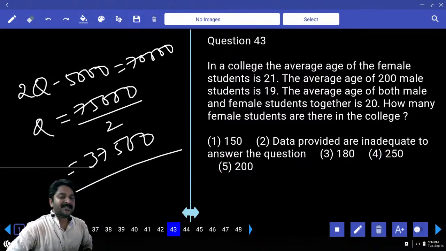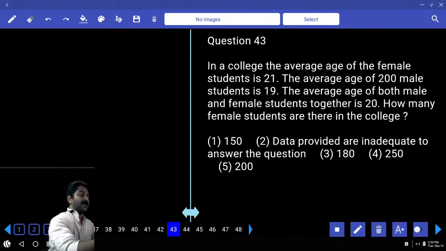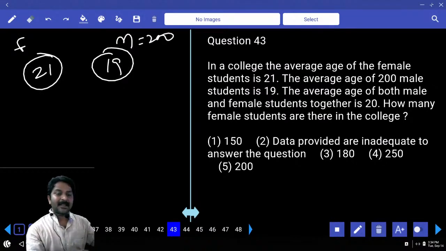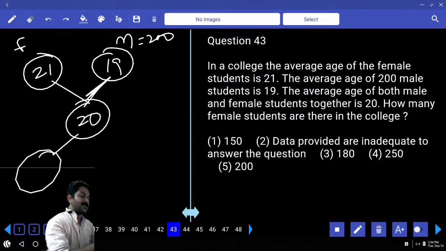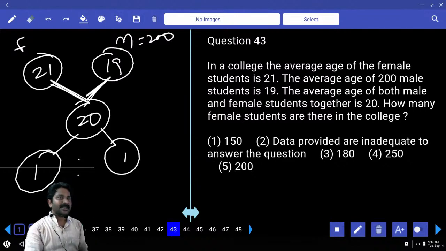In a college, the average age of female students is 21 and the average of 200 male students is 19. So female average 21, male average 19, and you know that males are 200 people. And the average of both male and female students is 20. Go for alligation. Difference between 20 and 19 is 1. Difference between 21 and 20 is 1. So the male and female ratio is 1:1. That means there are equal numbers of male and female. So if males are 200, females are also 200.